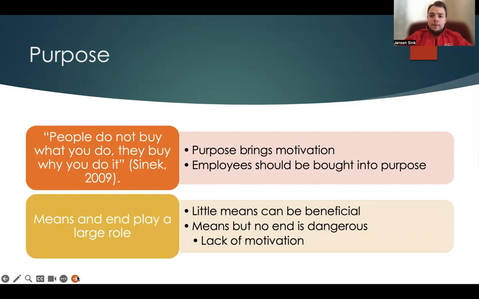Now, one thing that we learned from the reading this week is that if you give somebody an end, very little means, that can be very beneficial, because they know what they want to do and you're not micromanaging, which gives them freedom, and also it gives them responsibility, which will help them create purpose, and they will take on a sense of responsibility and a sense of ownership. So they will strive to do things well because they want to get to that end.